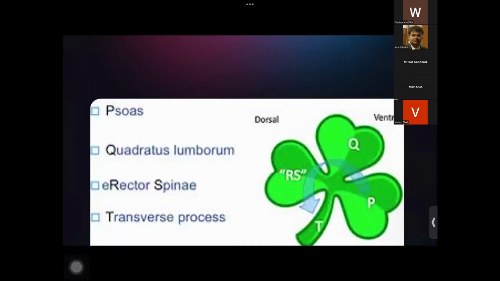So this is a shamrock view. The three leaflets and the stem make up the shamrock view. P stands for psoas muscle, Q stands for quadratus lumborum muscle, ES stands for erector spinae, and T stands for transverse process. There's a ventral view and a dorsal view here.